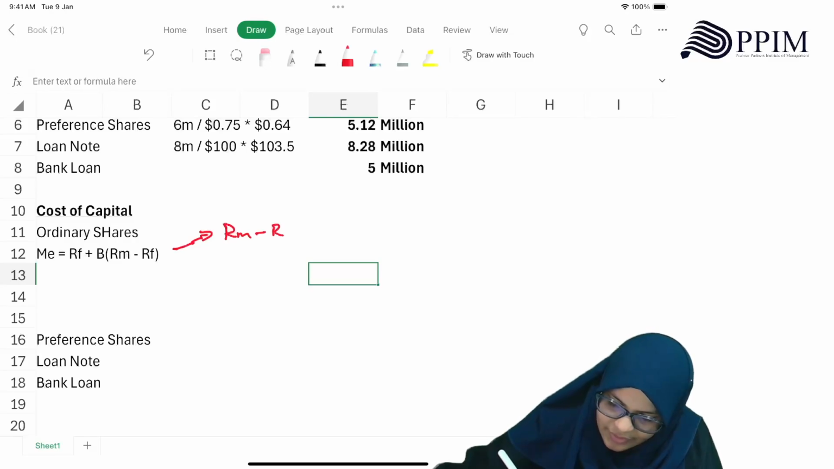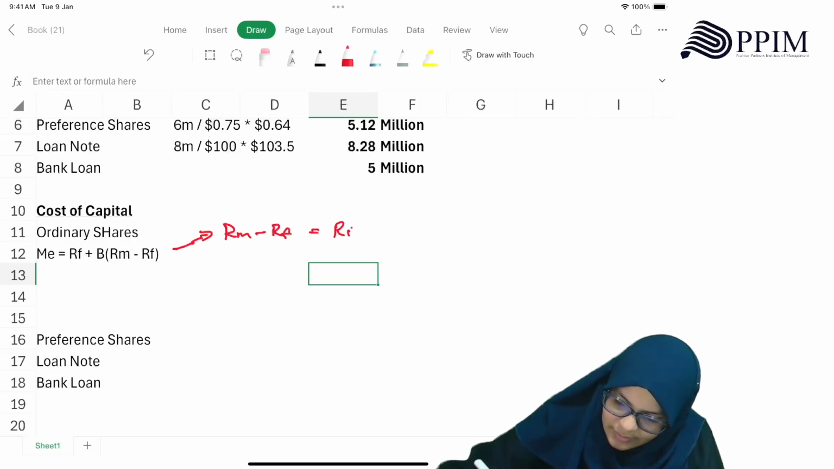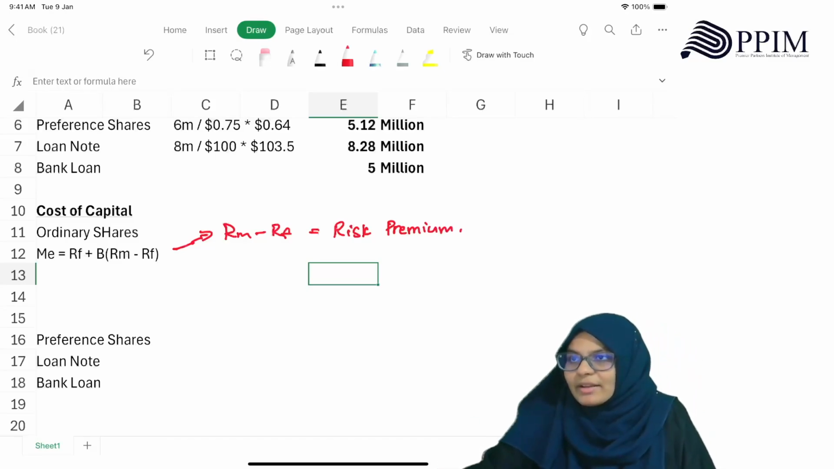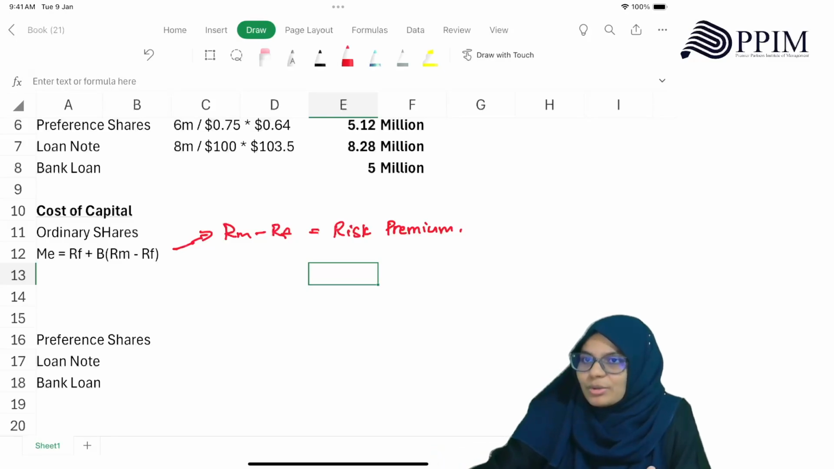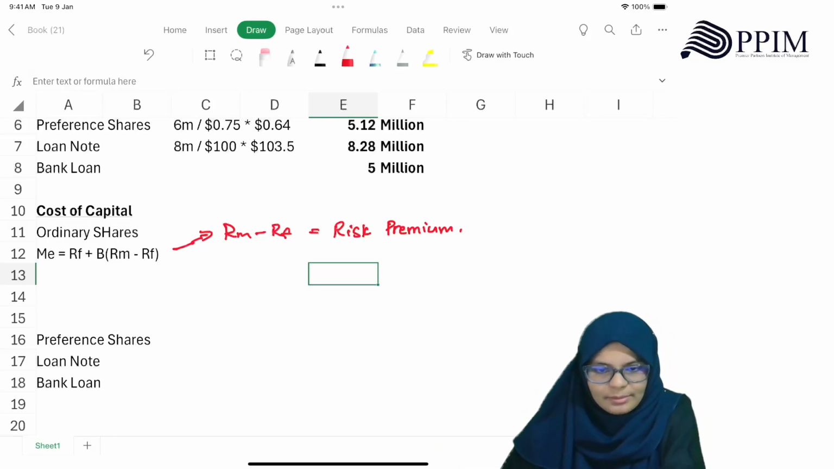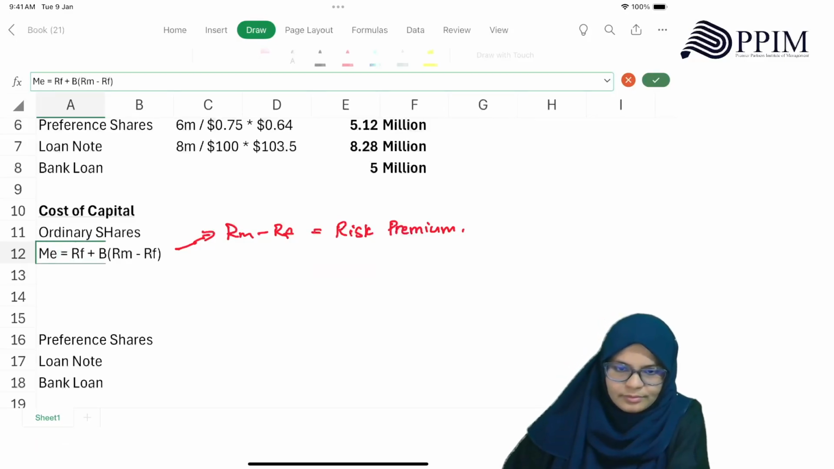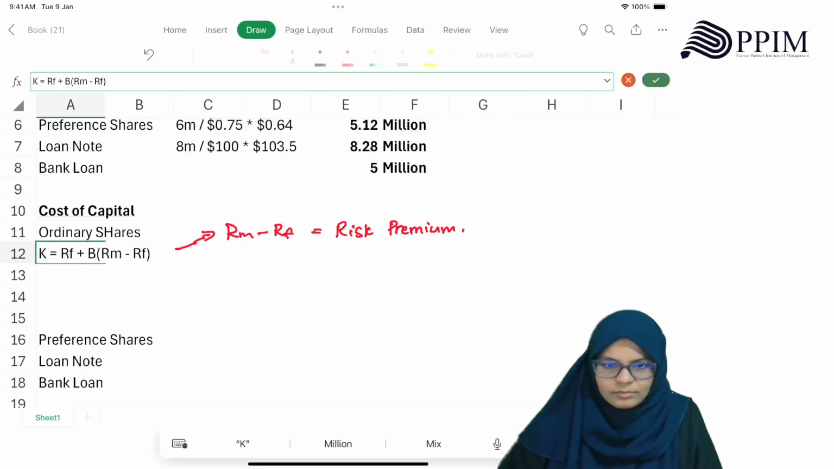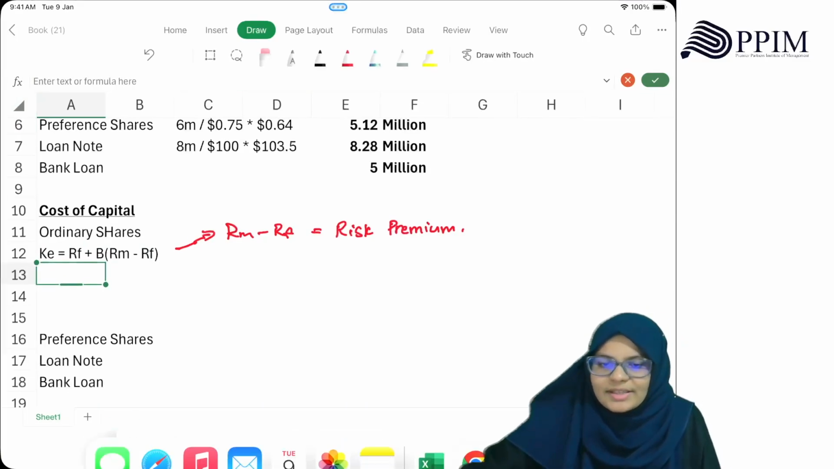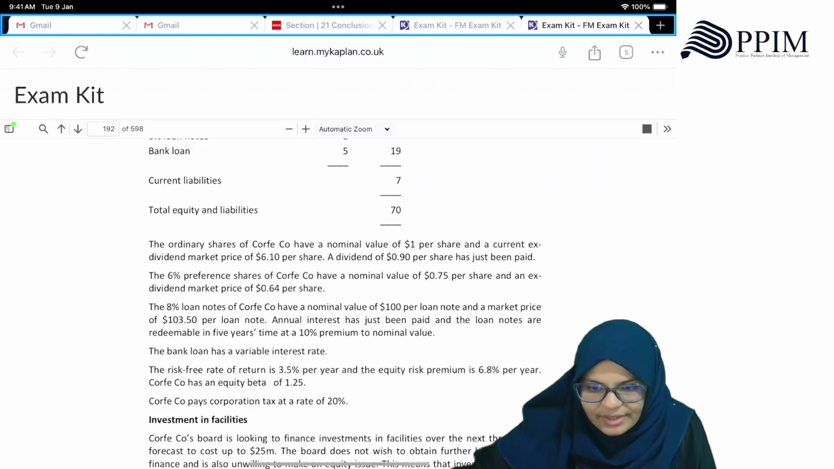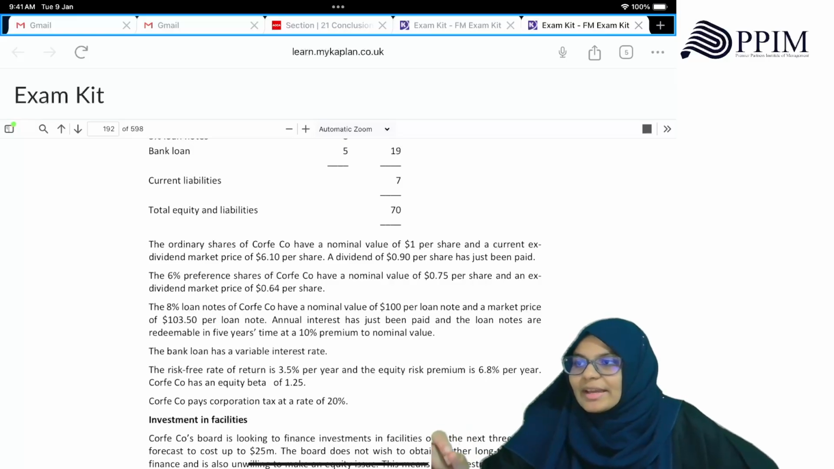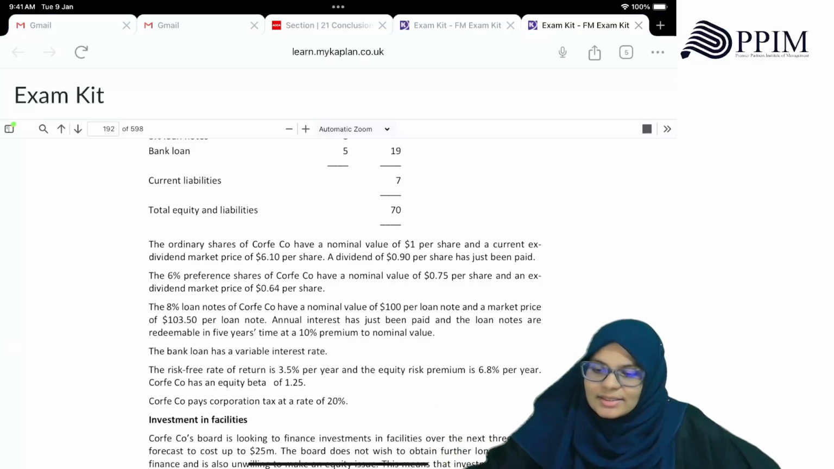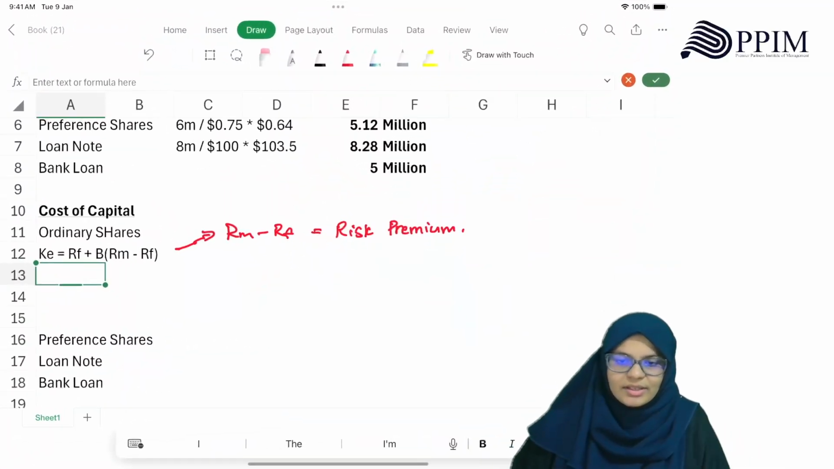RM minus RF is also called the risk premium, because don't forget that in some questions they will give you RM and RF separately. In this question they have given you the premium directly, so that means they have already deducted and given you the answer. Okay, right, it's not ME, it's KE. Right, so let's see what the risk-free rate is. They told me the risk-free rate is 3.5%. Beta is 1.25 and the risk premium is 6.8. So they have deducted RM minus RF and given you the answer. It is 6.8. Okay. So let's put in the figures.